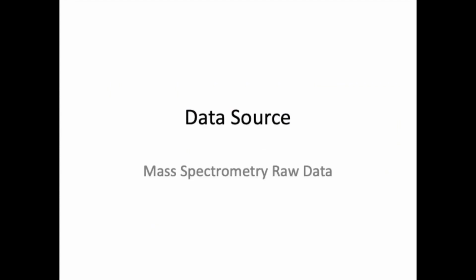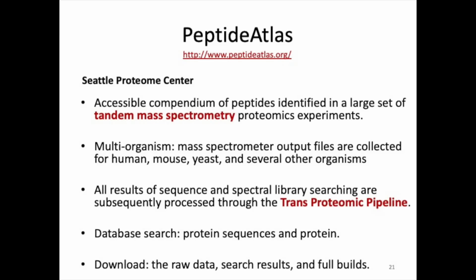Now we will introduce some databases of mass spectrometry raw data. Besides downloading data from the existing works of other researchers, you may also deposit your own data there. PeptideAtlas is maintained by the Seattle Proteome Center. It is an accessible compendium of peptides identified in a large set of tandem mass spectrometry proteomics experiments. Mass spectrometry data are collected from human, mouse, yeast, and several other organisms.